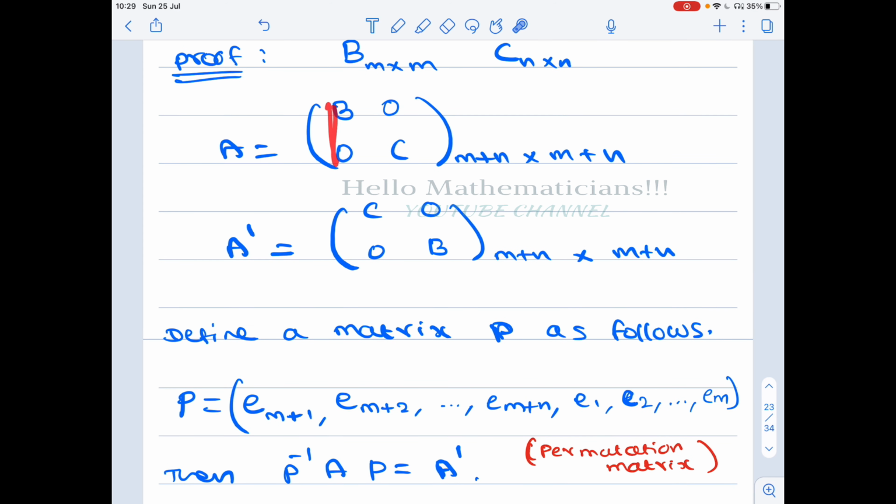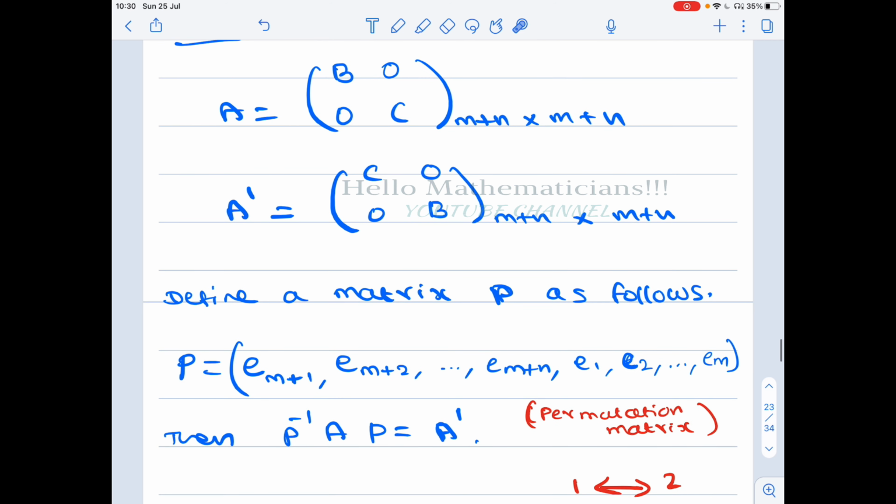You want the first M columns to go here, but again these entries should also go below, and the M plus 1 to M plus N columns, these N columns, you want them to go here, but again this C matrix should also go below. Like, we can see how the entries should be permuted. So basically this M goes to this N, and this N kind of goes to M. I'm not saying this rigorously, but just to get some picture. So with that idea we can guess what the matrix P is.